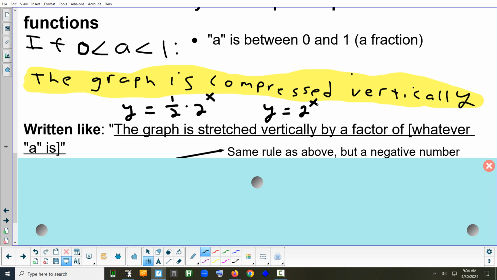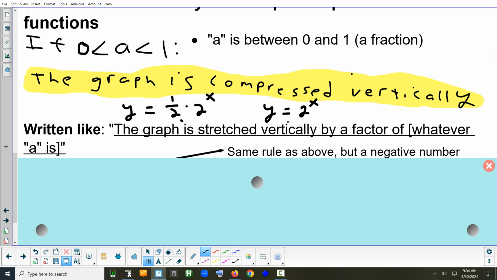Anyone think they see how to say it? It's the same as what we did in the homework last night. There's no change in how you say it. What was the question? How would you describe how this graph compares to that graph? Wouldn't it be like the vertical stretch of 1/2? Yes, this is a vertical stretch by a factor of 1/2.